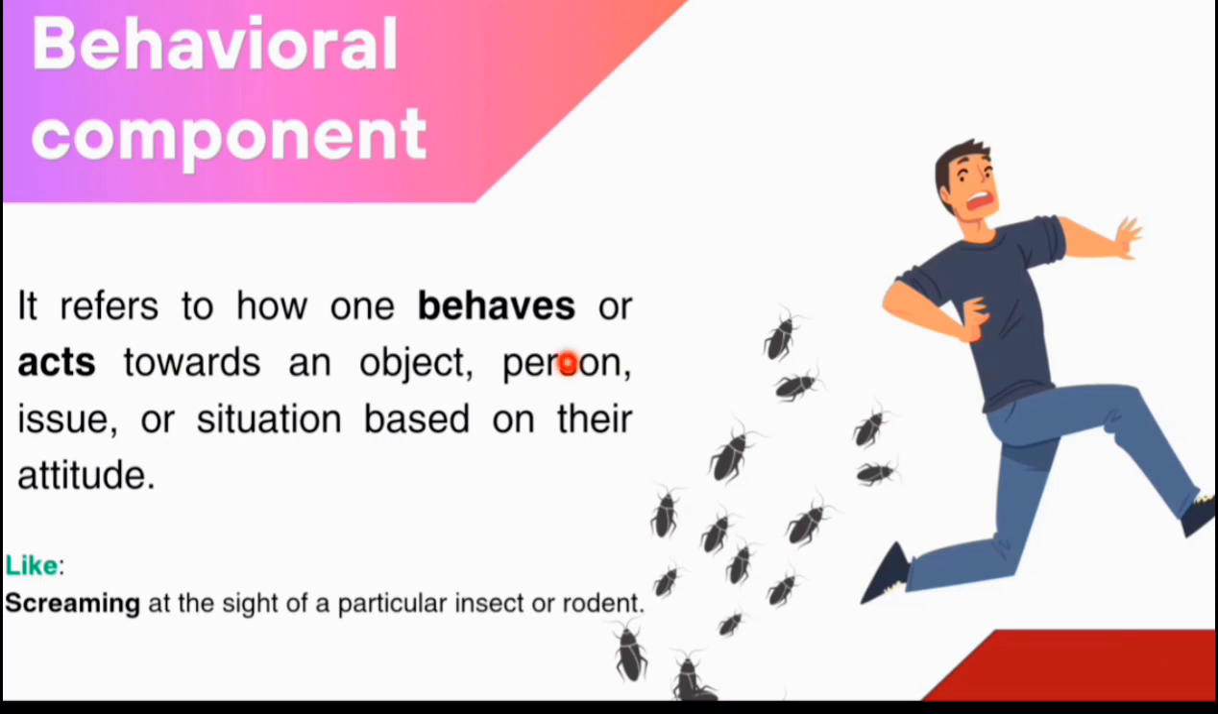Behavioral. From this picture, it seems so terrible. Anyway, we have behavioral components. It refers to how one behaves or acts toward an object, person, issue, or situation based on their attitudes. For example, screaming at the sight of a particular insect or rodent. Look how he is running and screaming when he saw these insects.